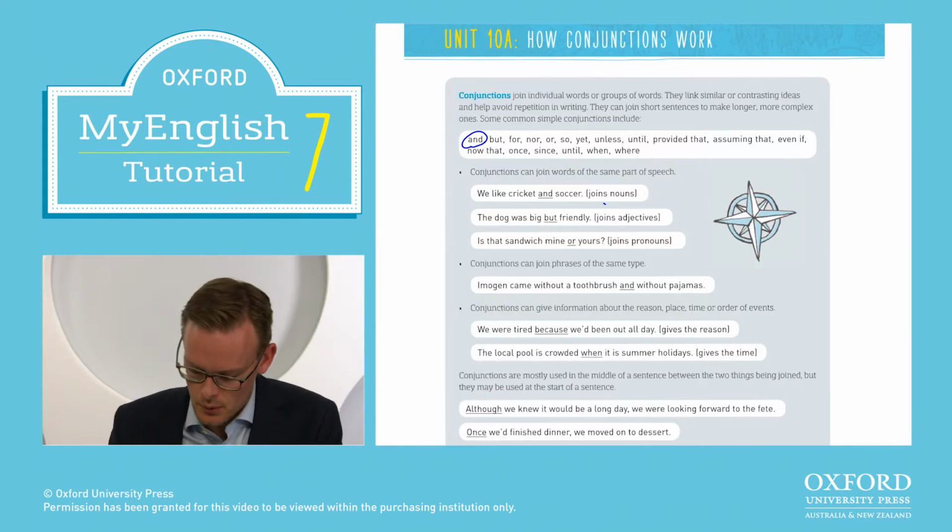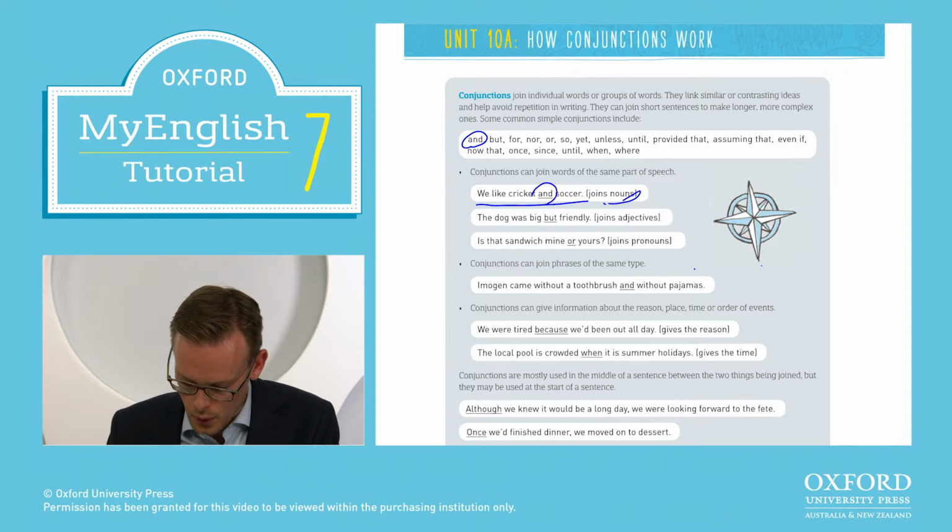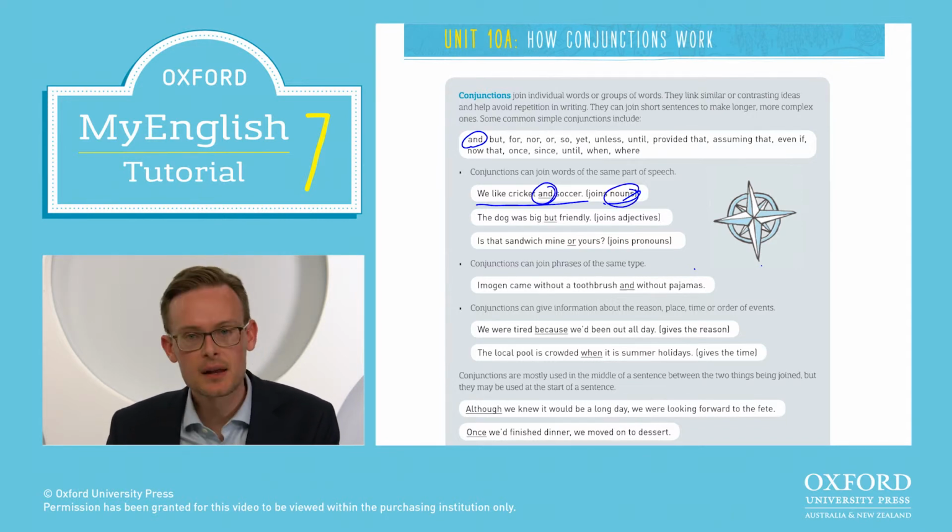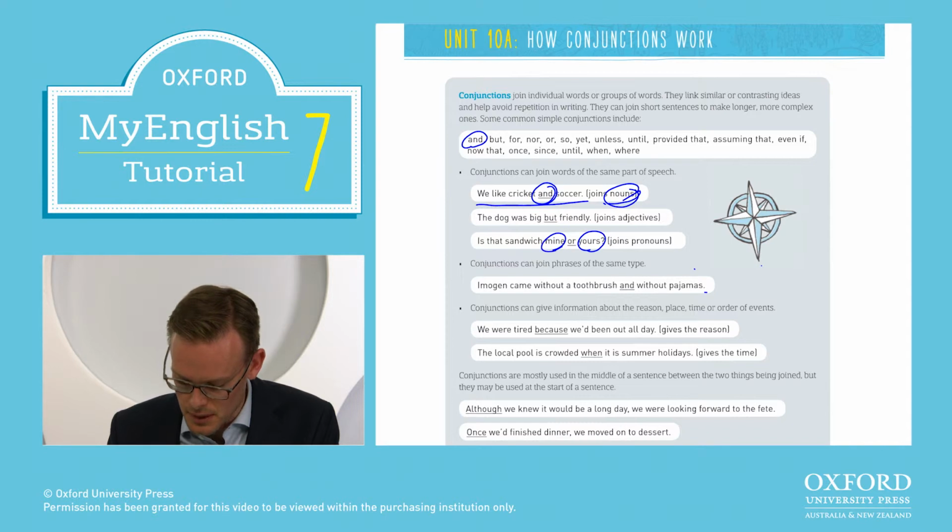Conjunctions can join words of the same part of speech. If, for example, we said, we like cricket and soccer. Cricket and soccer are both nouns, and they're joined by the conjunction and. Or if we ask the question, is that sandwich mine or yours? Mine and yours are both pronouns, and they're joined by the conjunction or.